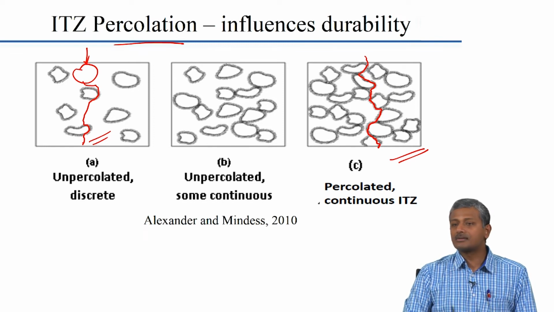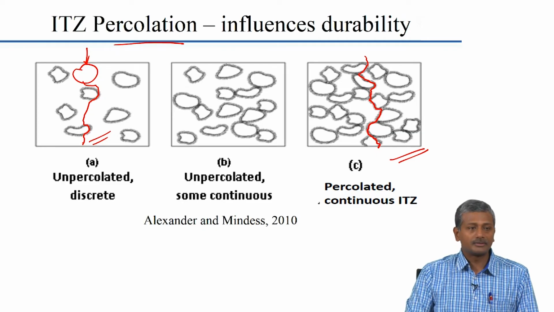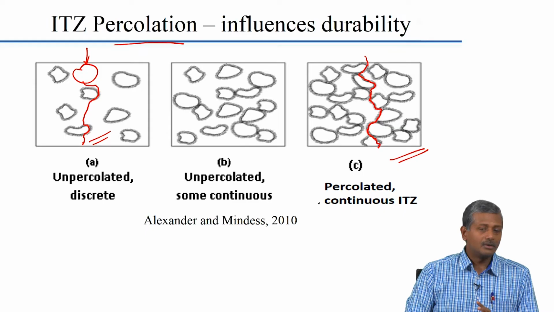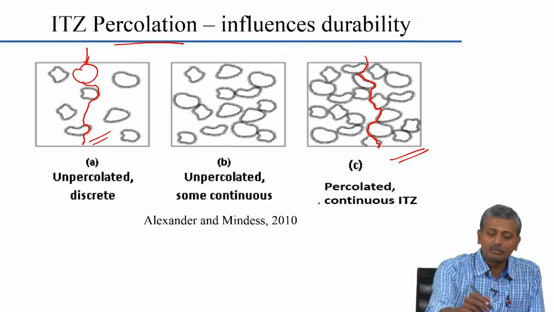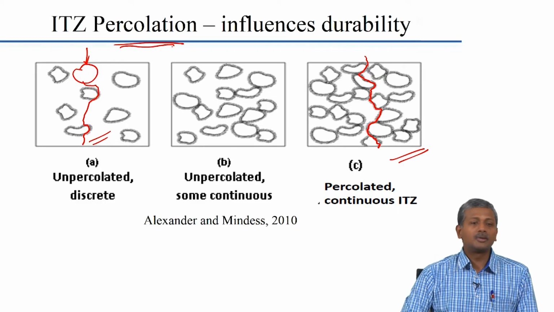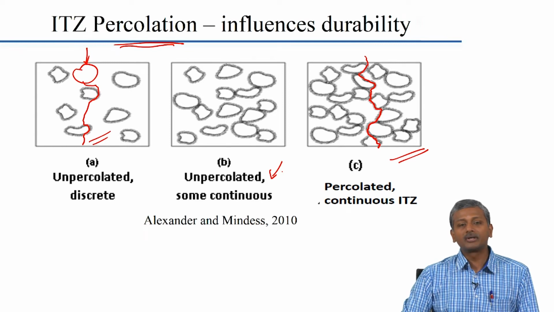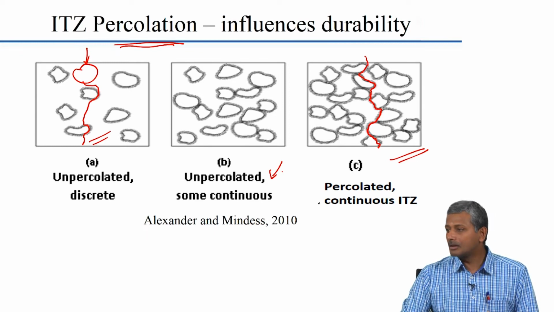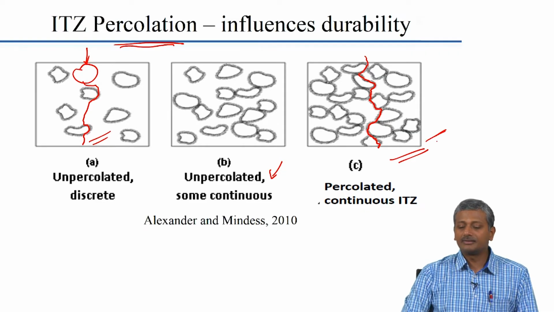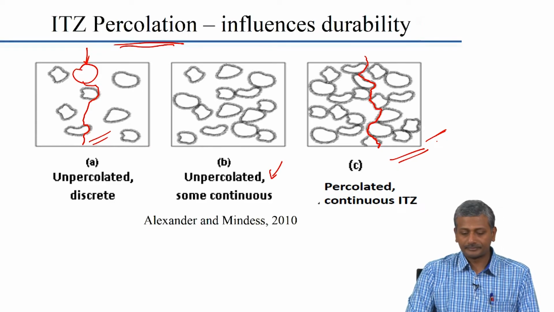So, now what is this trying to convey? That this ITZ connectivity leads you to have a lower strength and durability. And that concept of percolation is the one that most researchers use to demonstrate the effects of the ITZ on different concrete properties. Okay. So, of course, there can be a situation like this, that mostly you have unpercolated, but some ITZ may be continuous. But in this case, most ITZ is continuous, in which case it offers a direct path from one end of the concrete to the other.